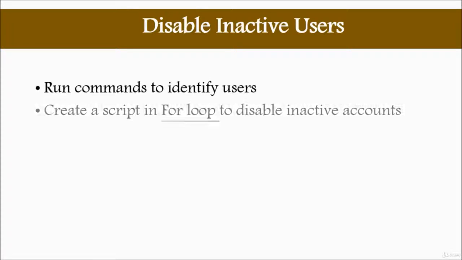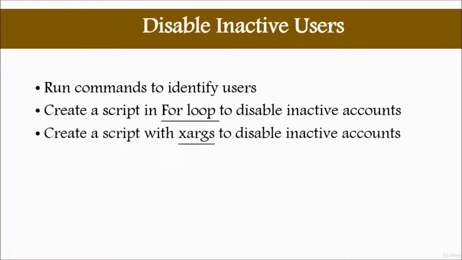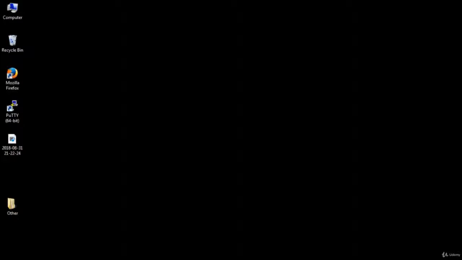We'll first identify the users, then we will create a script. We'll create two types of script. One is a for loop script, which will look for all the users and disable the inactive accounts. The second script will be exactly the same script, but we will use the xargs command, which is a newer command that I'll show you that can be used in scripting to take the input from a command and execute another command on it. So that's how we will do it. Let's log into our Linux machine.